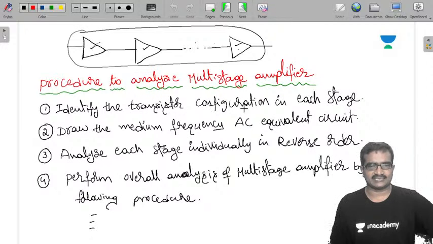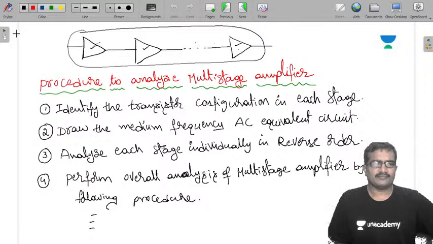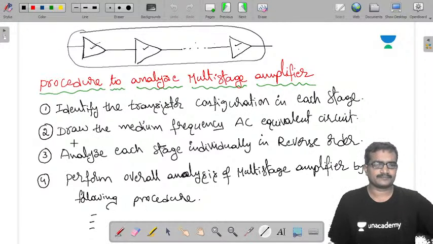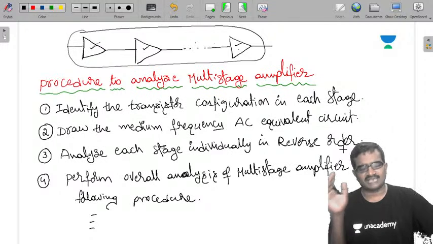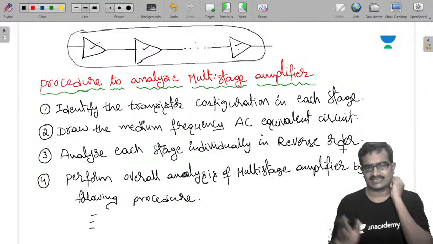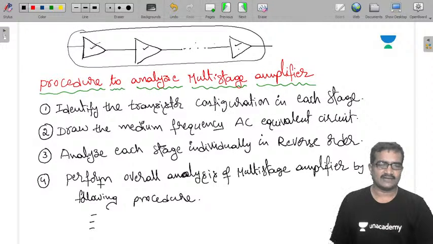First, identify the transistor configuration in each stage. After that, draw the medium frequency AC equivalent circuit. And analyze each stage individually in reverse order. So from the last stage, we need to start our analysis in multi-stage amplifiers. After that, perform overall analysis of the multi-stage amplifier by following this procedure.